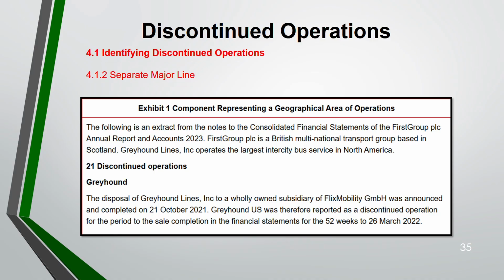Now, Exhibit 1. It's a component which is representing a geographical area of operation. So the following is an extract from the notes to the consolidated financial statements of First Group PLC. First Group PLC is a British multinational transport group based in Scotland. They operate the largest intercity bus service in North America. So, under discontinued operation, the disposal of Greyhound Lines, a subsidiary. Therefore, they will report this as a discontinued operation.